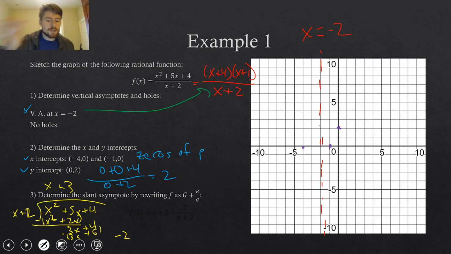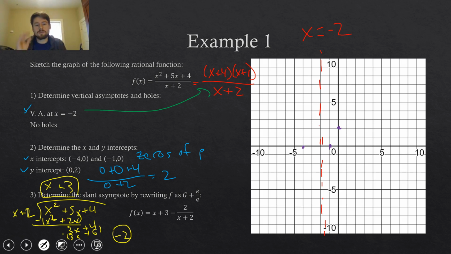Minus 2. So we have our rational function now. This is our remainder. It's been rewritten. We have x plus 3. And so that's going to be the same as what f of x is. It is exactly equal to x plus 3 minus 2 over x plus 2.